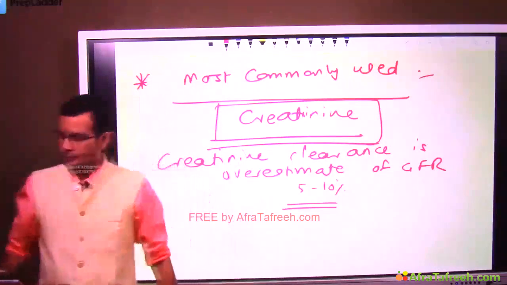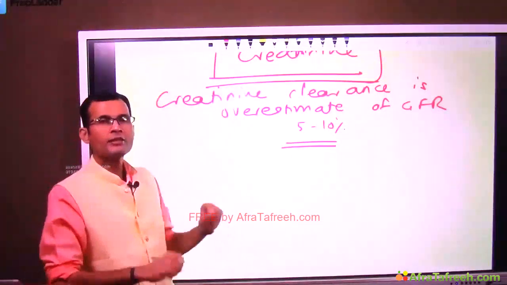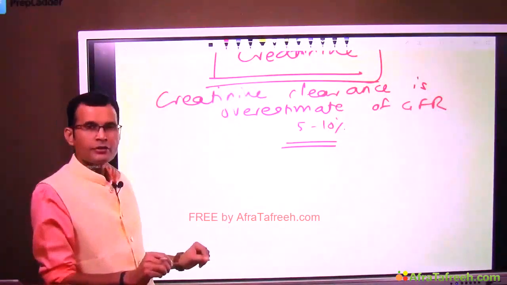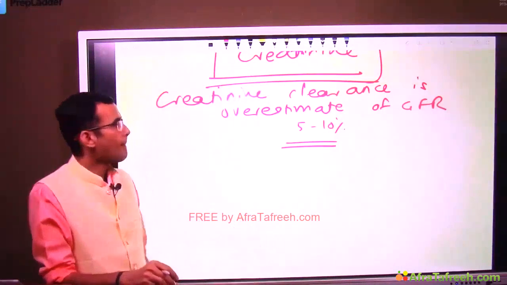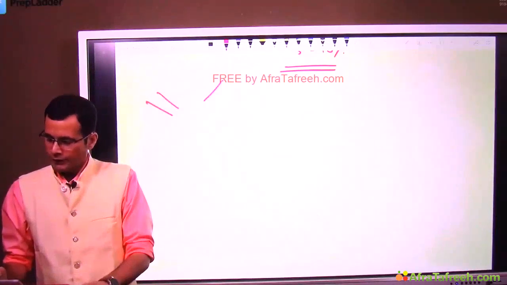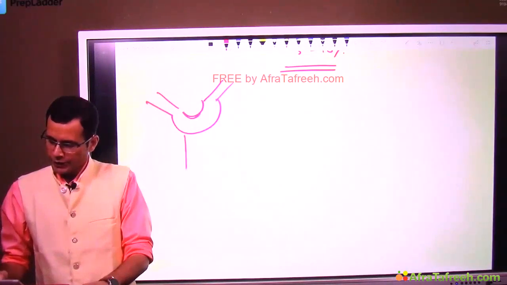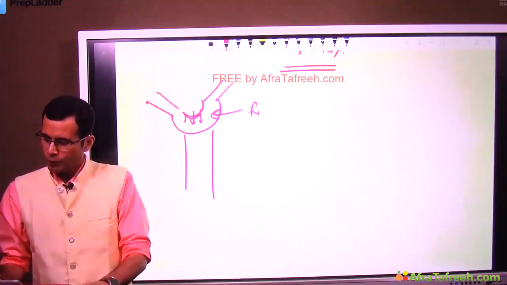That was the answer. Now the question is, why is it that the creatinine clearance is an overestimate of the GFR? Let's see. First thing is, creatinine is freely filtered at the glomerulus.